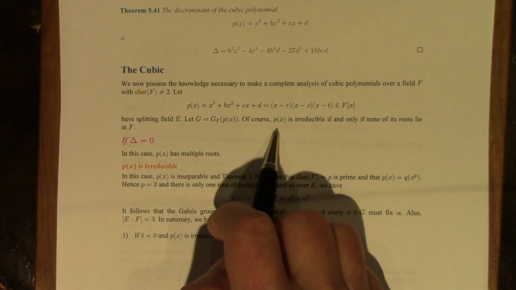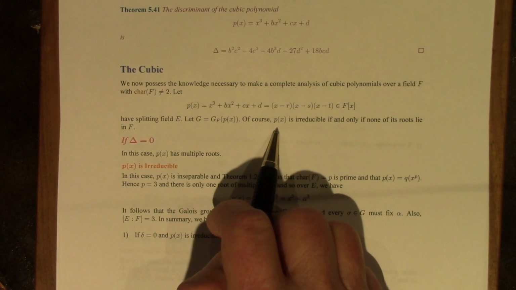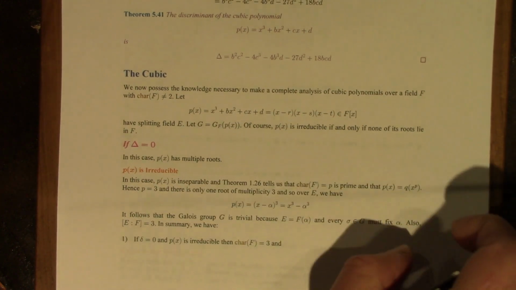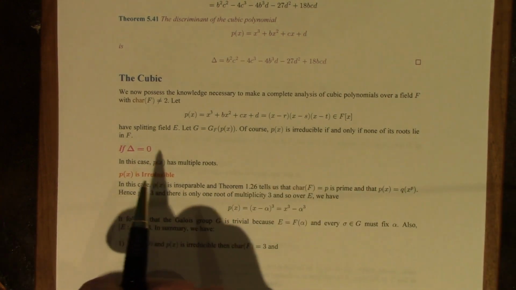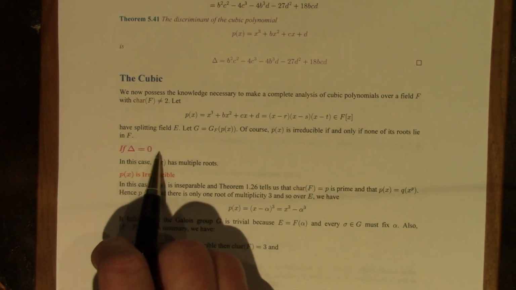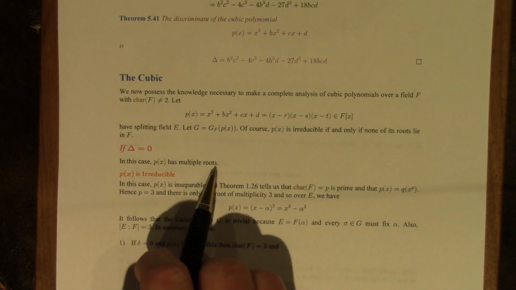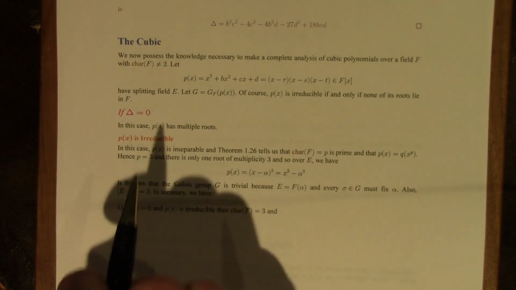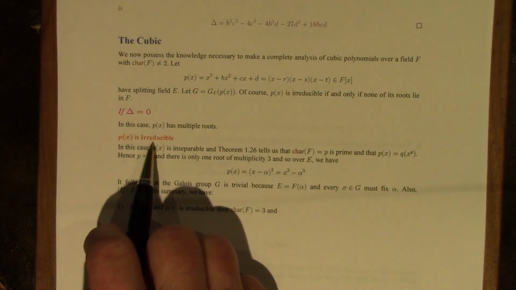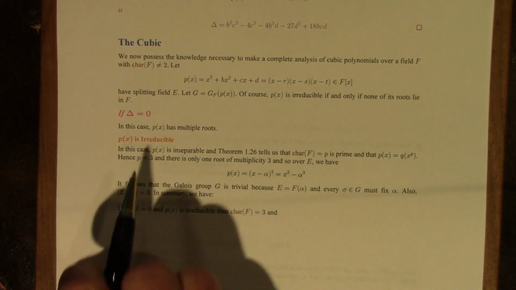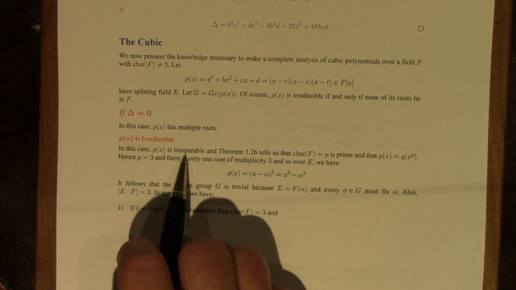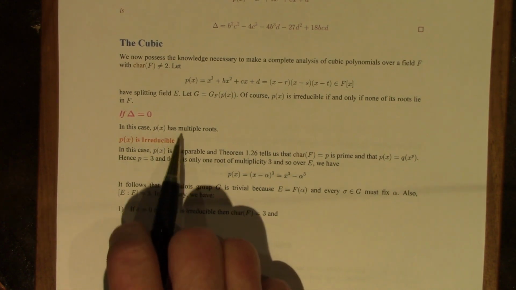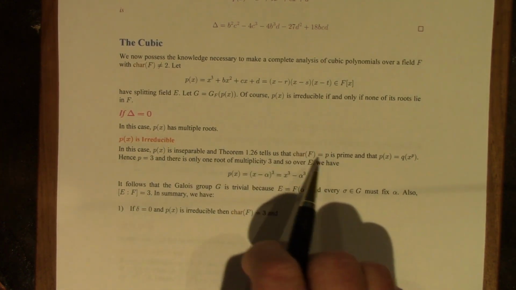Of course, p of x is irreducible if and only if none of its roots lie in the base field. That's particular to cubics, but it's going to be a big help. If the discriminant is 0, we know that p of x has multiple roots. If p of x is irreducible, then it's inseparable by definition, irreducible but with multiple roots.